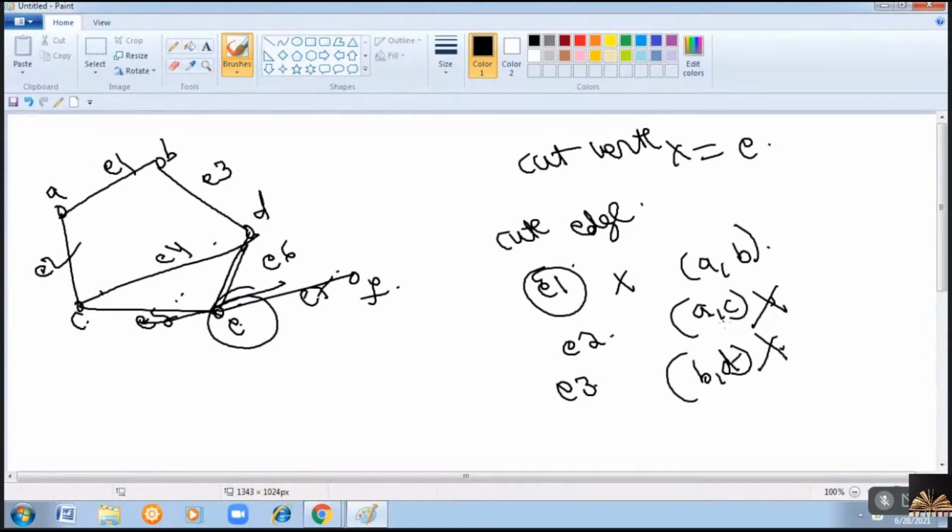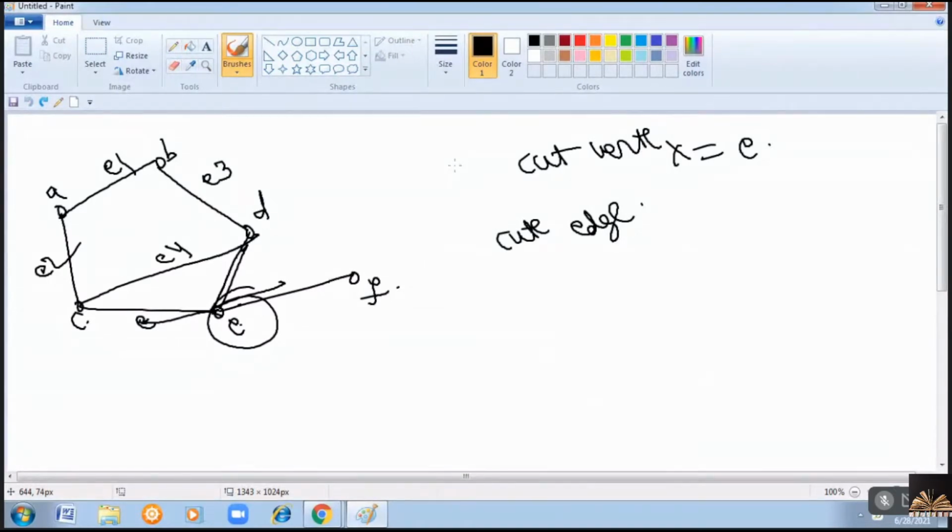Like that, if you remove any single edge in this given graph, it is not becoming a disconnected graph. That means you have to remove a combination of the edges to make it a disconnected graph. Right? If the removal of a single edge does not result in a disconnected graph, then a combination of edges are to be removed, and those combinations of edges are known as a cut set.